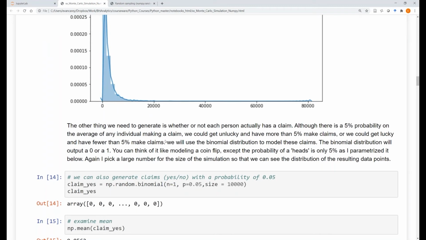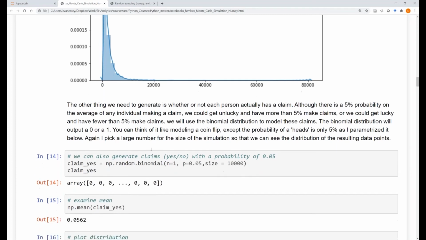The second thing we want to think about is, well, does somebody have a claim or not? If we wanted to leave that as a deterministic model, we could just assume there's a 5% chance of having a claim, so exactly 5% of people will have a claim. But that's probably not true. Even if there's a 5% probability on average, we could have an unlucky year and have more than 5% claims, or we could have a lucky year and have fewer than 5% claims. So this is another source of variation in our outcome that we weren't recognizing when we considered a deterministic model.